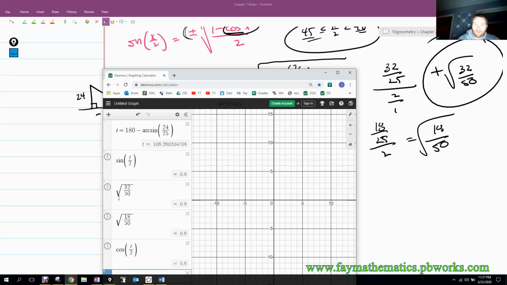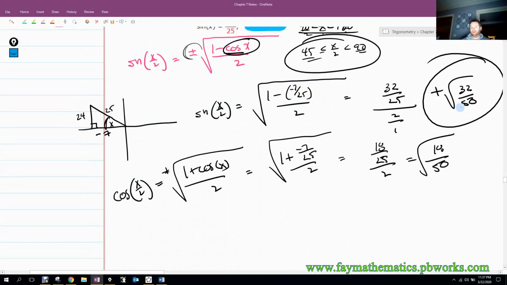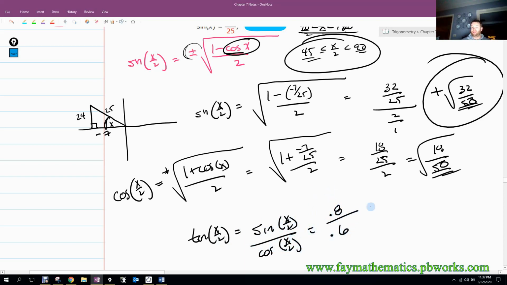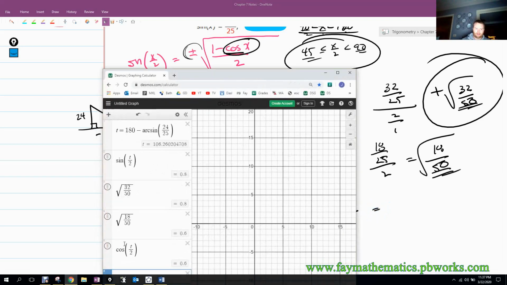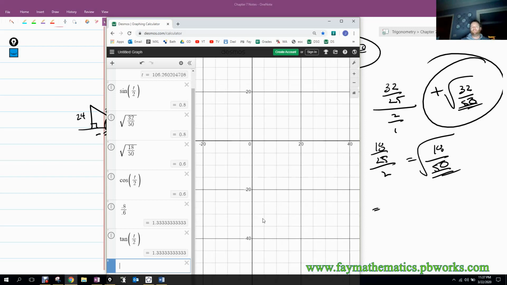And it is. Now, if I want to find out what the tangent is, I'm just going to divide that by that, or sine. Tangent of my half angle should equal the sine of my half angle divided by the cosine of my half angle. So that's 0.8 divided by 0.6. When we do that, 0.8 divided by 0.6 gives me that number there. And then let's go tangent of x over 2, and we see that it's still 1.3333.